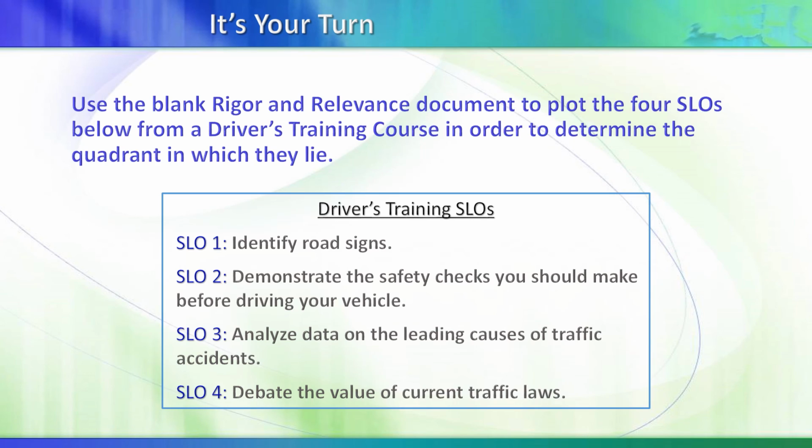Now it's your turn to practice. Refer back to the blank Rigor and Relevance document. Using this document, plot the 4 student learning outcomes listed here for the driver's training course. Keep in mind that each SLO can only fall within one quadrant. If needed, refer back to the previous slides on Rigor and Relevance and plotting SLOs. Click the pause button as you complete this activity.